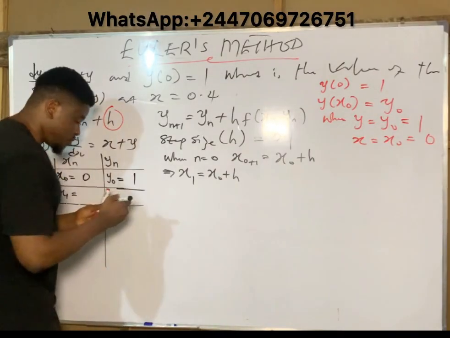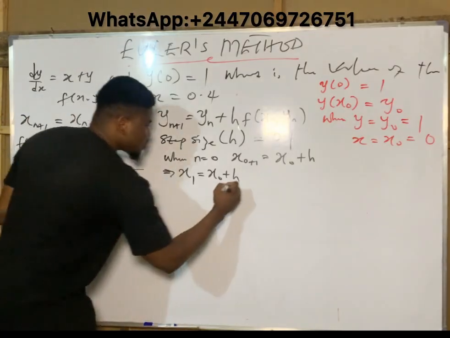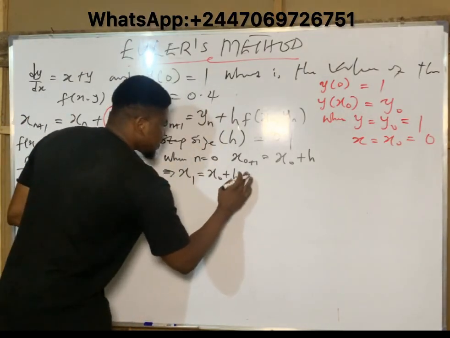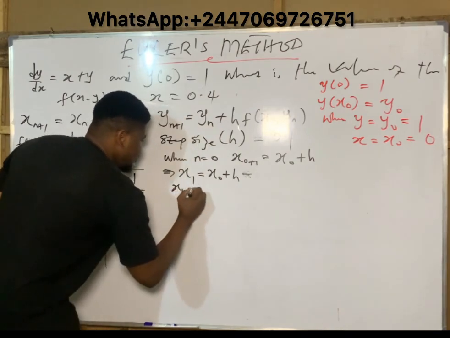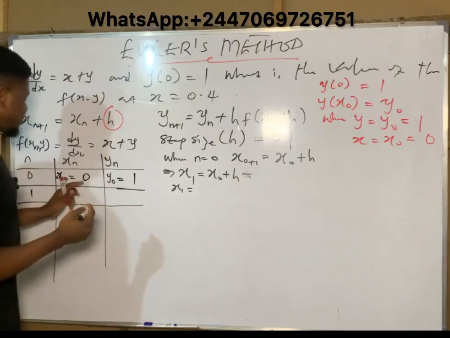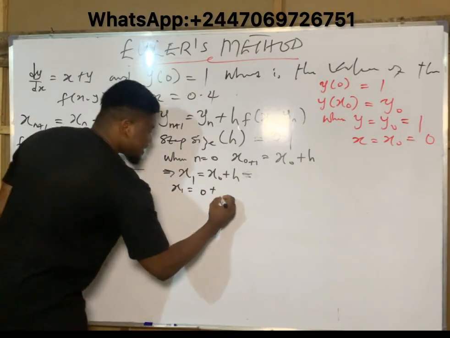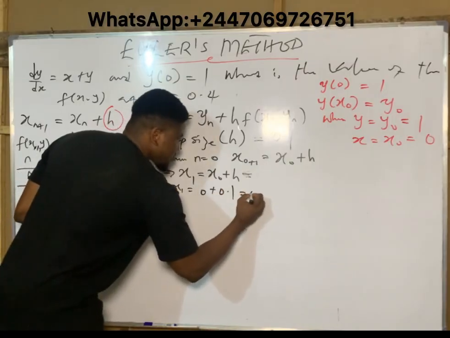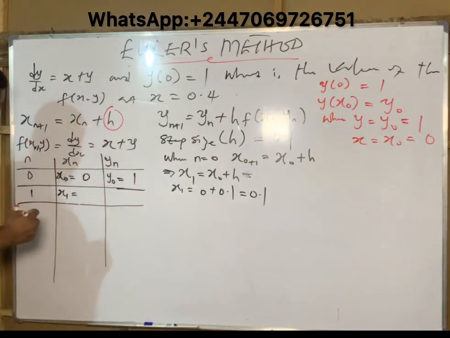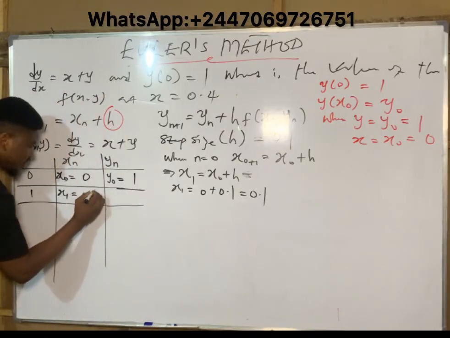So if I do this, I'm going to have my x1 to be equal to x0, which gave us 0. So that's simply 0 plus h there. The step size we selected is 0.1. So this is actually 0.1. So it means my x1 is 0.1.